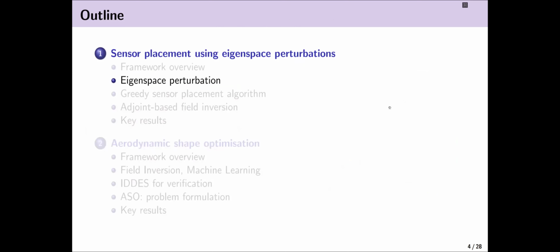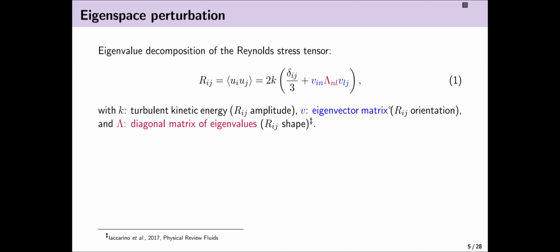So how does eigenspace perturbation work? It's a very quick summary of the technique, and I've given references if you want to look at more detail. It's based around the decomposition of the Reynolds stress tensor. This is the quantity that we're modeling when we're modeling turbulence. And we can decompose it into its components, which is comprised of eigenvectors and eigenvalues.